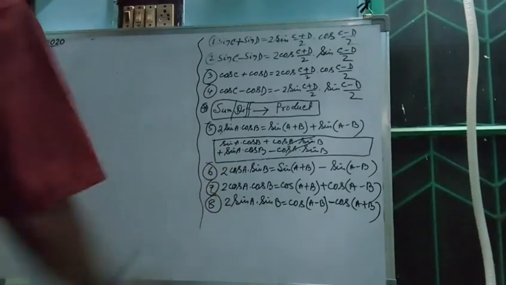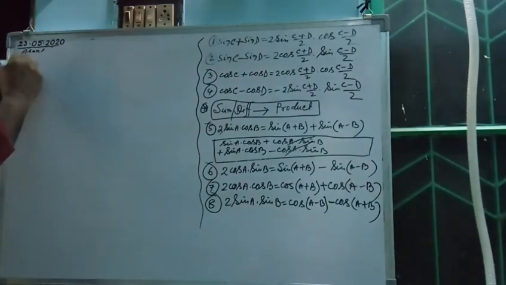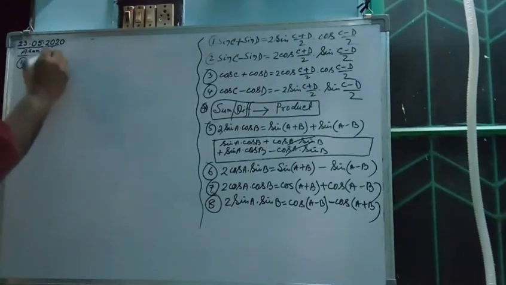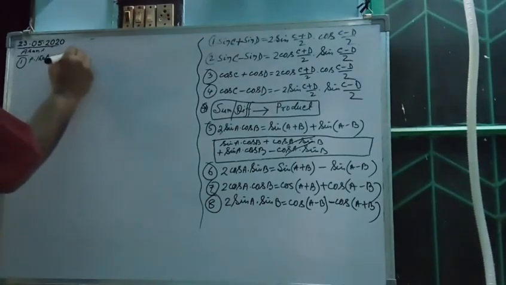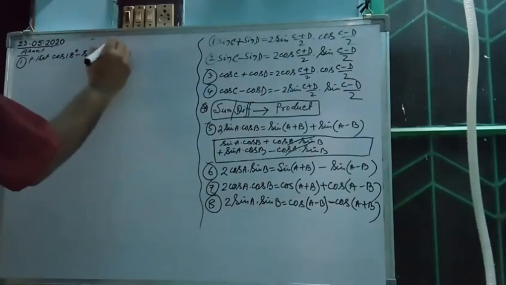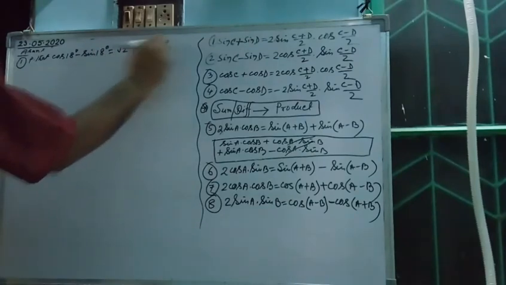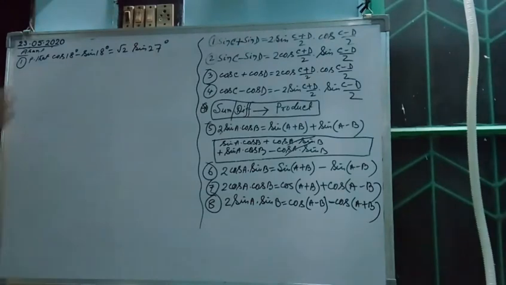Now, based on these formulas, we will work out some questions. Suppose question number 1: prove that cos 18 degree minus sin 18 degree is equal to root 2 sin 27 degree. What to prove? Left hand side.